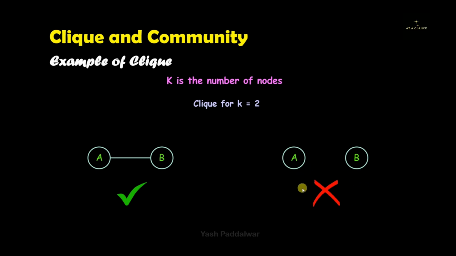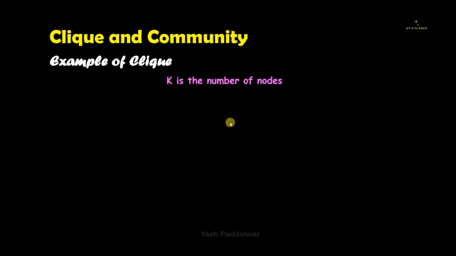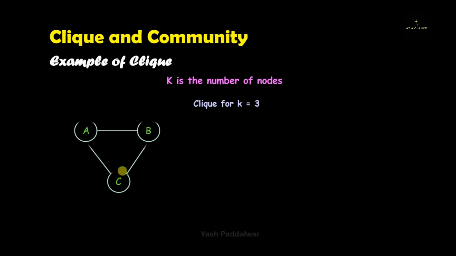Now you can see on the right hand side we have two nodes again, but here none of the nodes is connected with each other. Hence it is not a valid clique for k equals 2. So I hope for k equals 2 it is clear. Now we'll see cliques for k equals 3. So by this we can understand that three nodes must be involved in the subset. So here are the three nodes A, B and C.